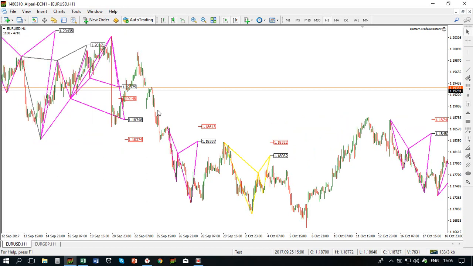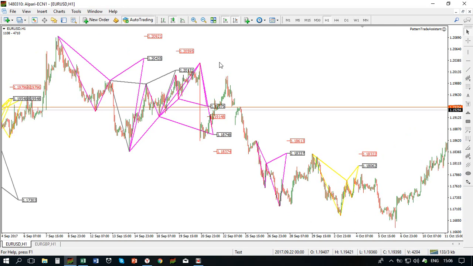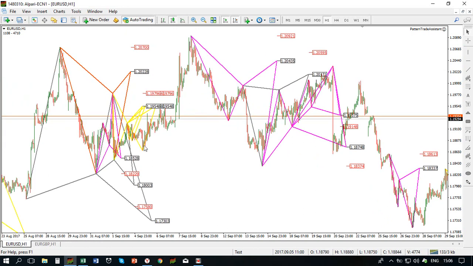Here it worked as well from this level. Here working from this level. Even butterflies are working from that level. The butterfly has a bit different level. It is 1.144. It is a bit different. So this bat working from this level, spiking and working. This cipher working from that level as well.